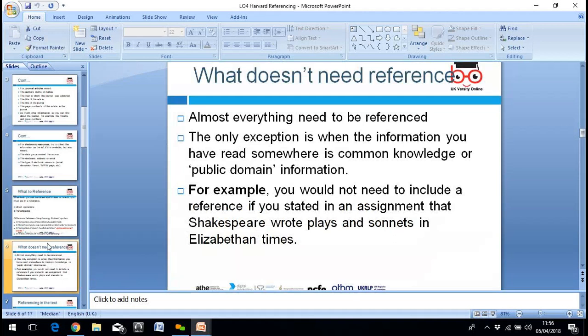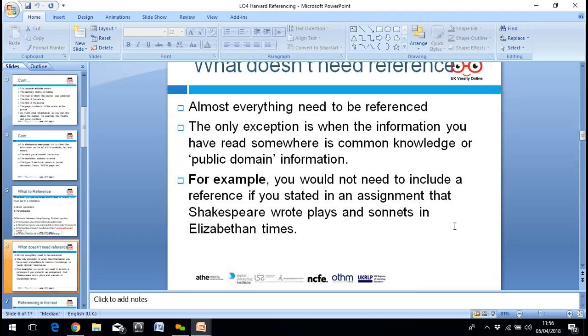So almost everything needs to be referenced. The only exception is when information you have read somewhere is common knowledge or is in the public domain. For example, you would not need to include a reference if you stated in an assignment that Shakespeare wrote plays and sonnets in Elizabethan times. Everybody knows that, so you wouldn't have to put that in.